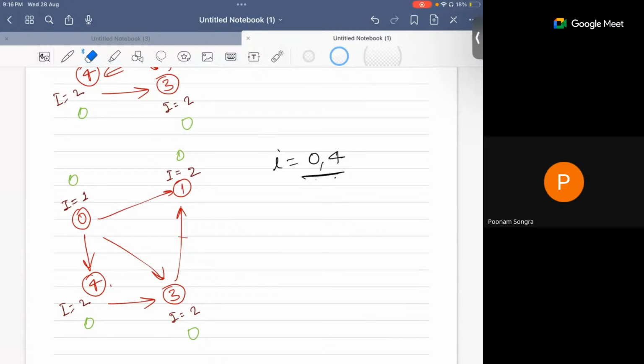Now I have to update this. What is the in-degree now? 0 for 0, and for 4 it is 1. 4 is 1. Correct. Okay. So now the next step would be what?